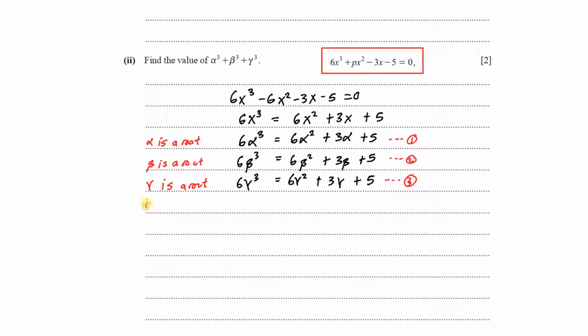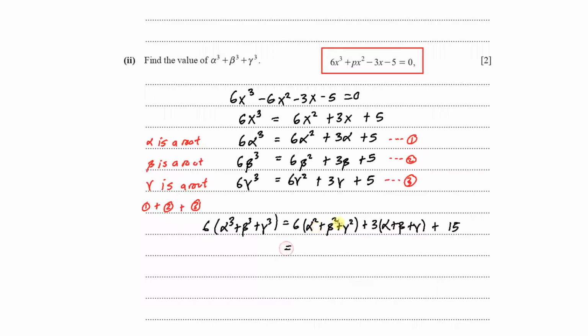So if we add the 3 equations, 1 plus 2 plus 3, what we're going to get is, on the left side, 6 of alpha cubed plus beta cubed plus gamma cubed. And on the right side we'll be having 6 of alpha squared plus beta squared plus gamma squared, plus 3 of alpha plus beta plus gamma, plus 5 plus 5 plus 5, that's 15.